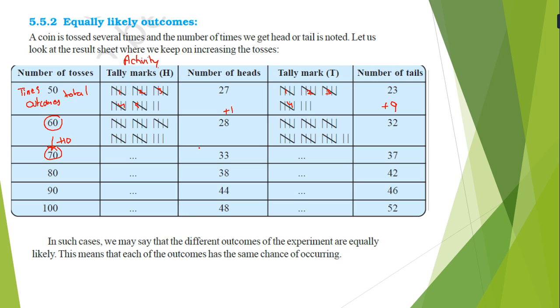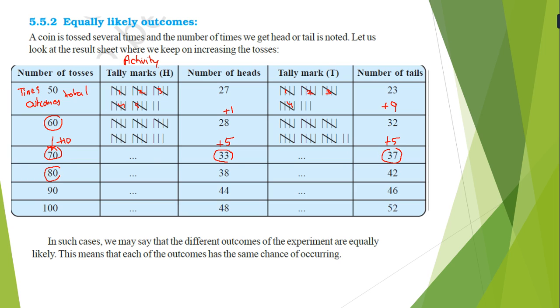Now as we have added plus 10, you will see that from 28 to 33, so only 5 is added here, and the same 5 is added here. So when there are 70 tosses, then the total outcome is 70, the number of heads is 33, and here 35.